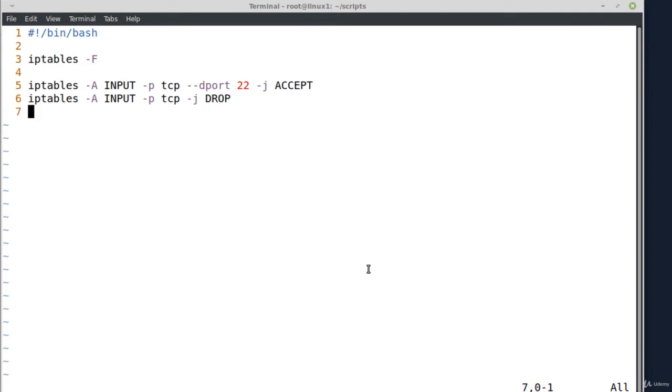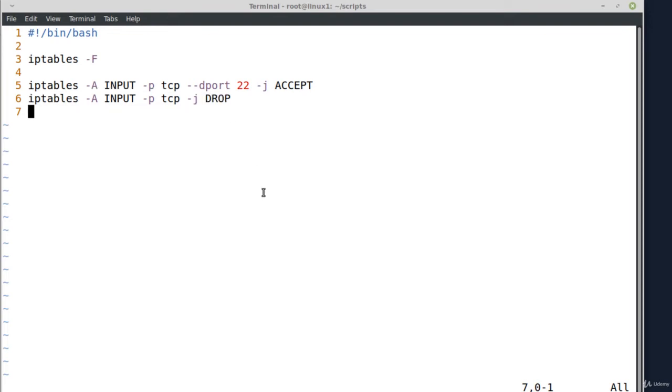Let's think for a minute what will happen. When an SSH packet arrives, the Linux kernel will accept it and the packet will not be evaluated against the second rule. That's because ACCEPT is a terminating target. The second rule will evaluate only TCP packets other than SSH and drop those packets. It doesn't matter if there are other rules that are accepting the packets. DROP is a terminating target, the packet is dropped and will not continue traversing the chain.